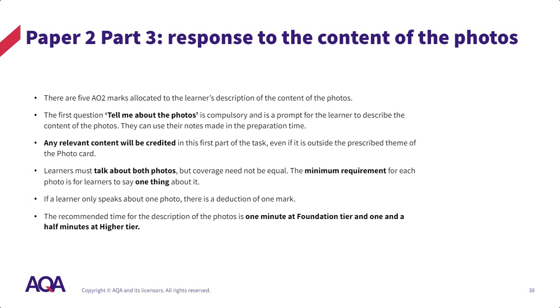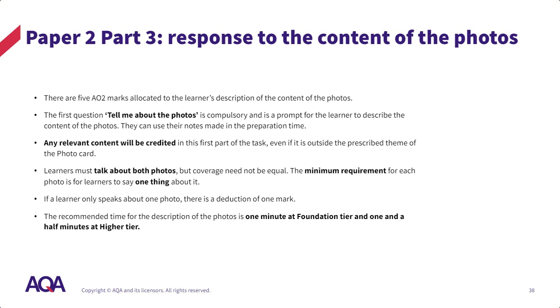Any relevant content is credited, and an example of content being credited from outside the theme of the photo card could be a picture of some people on a walk, which is allocated to a card for theme 2 for free time activities. A student might say that people go walking to keep fit, so even though that is more like content for the topic of healthy lifestyle in theme 1, it's credited. So there's really wide flexibility here for students to say whatever they like as long as it is broadly relevant to the photos and gain credit for it.